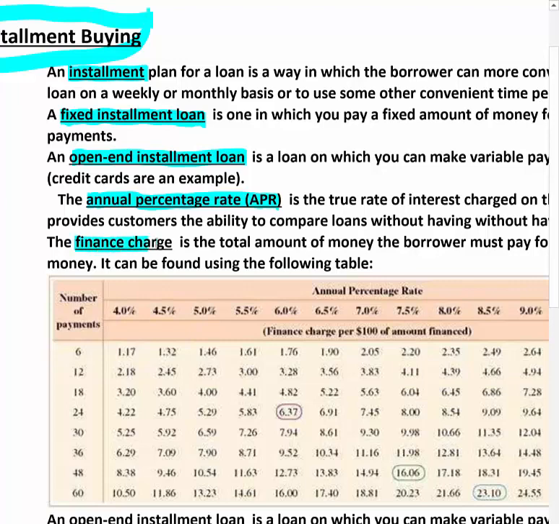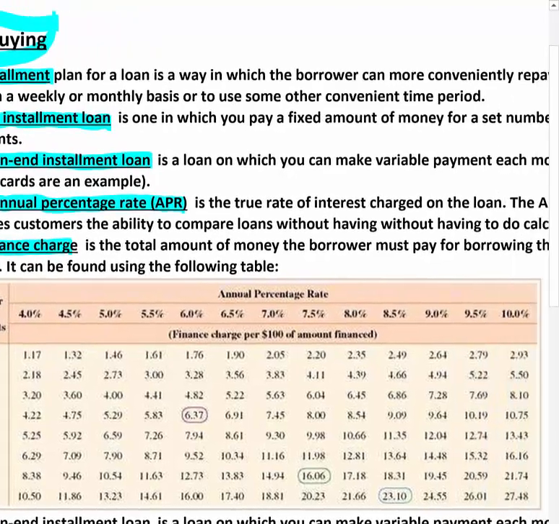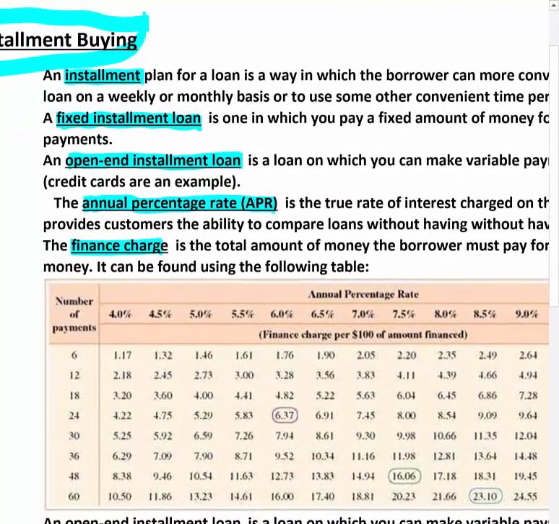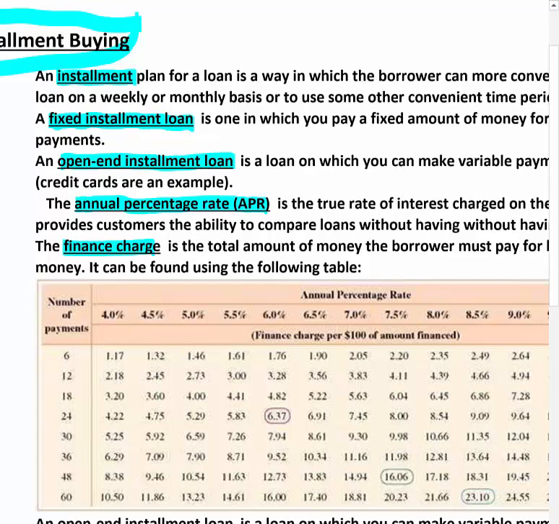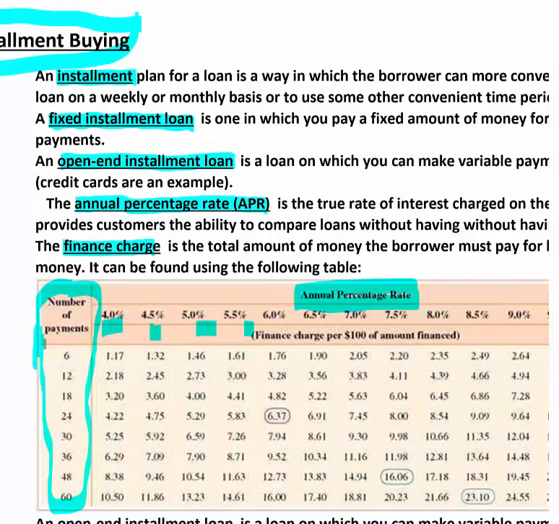And then the finance charge, that's the total amount of money the borrower must pay for borrowing the money. So it's basically the interest, right? And it can be found in the following table. We'll be using this table a lot in this section, in pretty much every problem. You have the APR up here, so these percentages give you the APR, and the columns represent the number of monthly payments that you'll be making. Every problem should tell you how many monthly payments. Like, I have some kind of installment loan, I'll be making 24 monthly payments, so you'll know which row to look in.